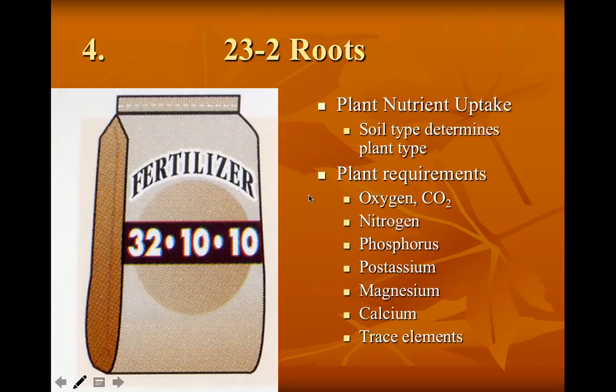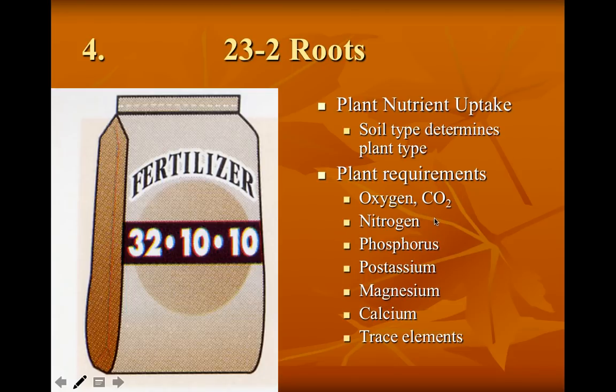So some of these nutrients that we should note down here, oxygen and carbon dioxide, they are requirements for a plant, but they don't come in through the roots. I should make a note of that. These we'll talk about more when we talk about the leaf structures, okay? But nitrogen, phosphorus, potassium, magnesium, calcium, these are all essential nutrients that need to be absorbed from the soil to help the plant stay healthy.